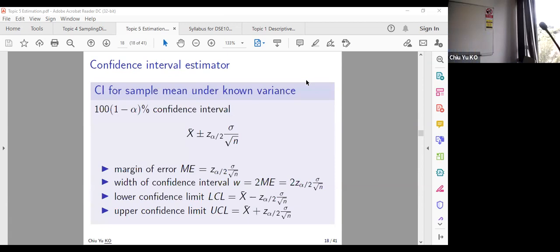So this is the last slide I want to talk about today. You have data, you calculate your sample mean, and this depends on how big your interval is, z alpha over 2, and you have sigma over root n. And this we call the margin of error, ME. You go left by ME and right by ME. So 2 times ME is the width. The lower part, the left-hand side, is called the lower confidence limit. The upper part is the upper confidence limit.